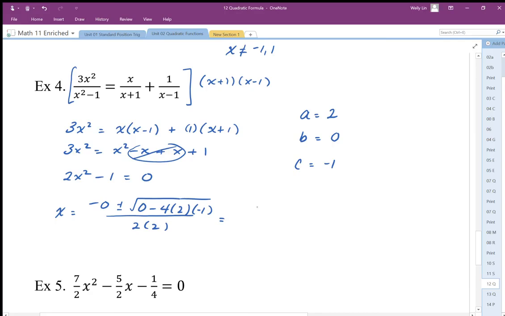This works out to be the square root of 8 over 4, plus minus. This simplifies to root 2 over 2. Okay, so plus minus square root 2 divided by 2. And so we would have ended up with the same thing here if we just solved for x. We would end up with plus or minus the square root of 1 over 2, which is the same as square root 2 over 2.